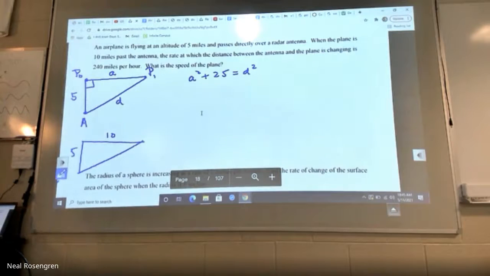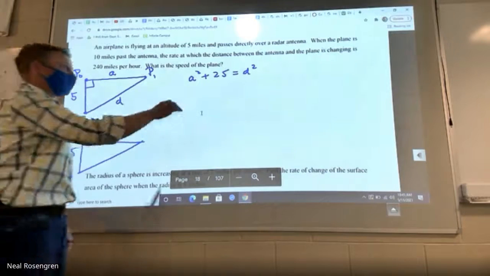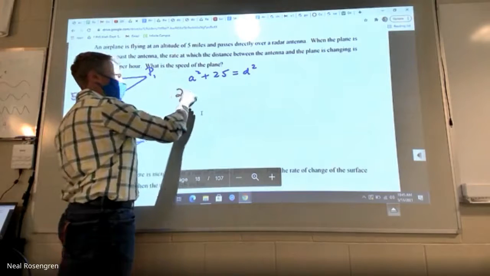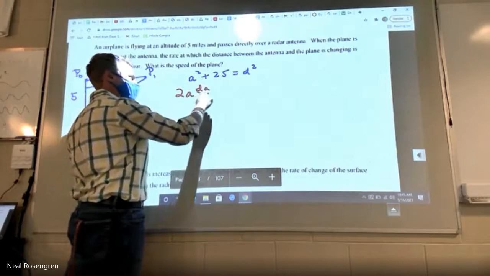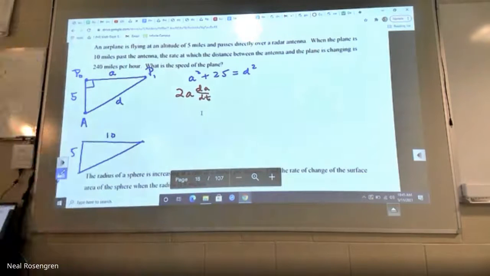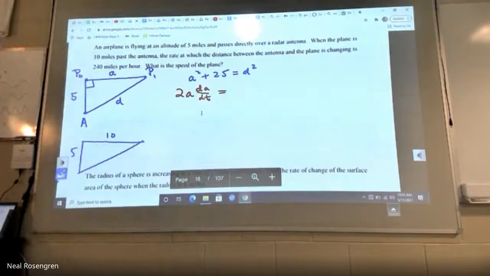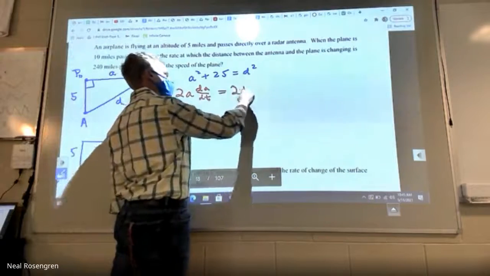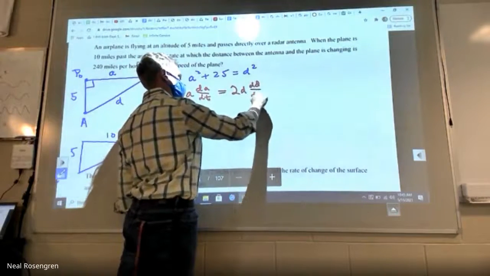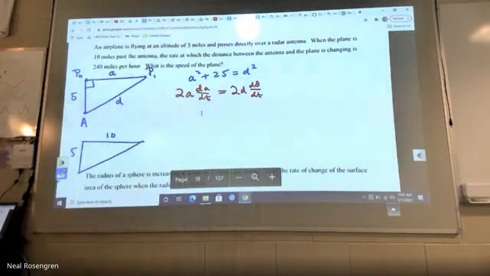If you need to write the step, d/dt of the left, d/dt of the right, go for it. If you're good enough to say, okay, I'm ready to do it, let's do it. 2a dA/dt for a squared, plus, what's the derivative of 25? 0. Okay, so leaving that blank, equals, so I don't even need the plus 0. And then 2d dD/dt. Again, if the dD bothers you, then call it B or C or whatever.